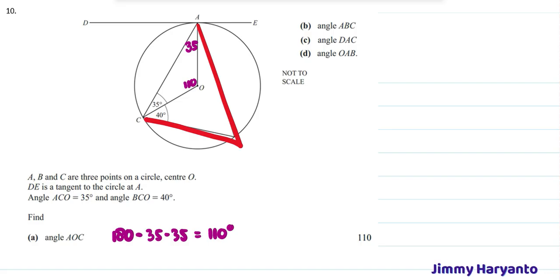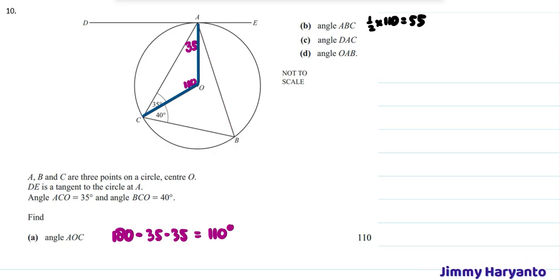ABC is half of AOC because AOC is the centre angle. That means ABC equals half times 110 equals 55. There is a property of the angles like this. So you have to memorize the properties. This one is 55.